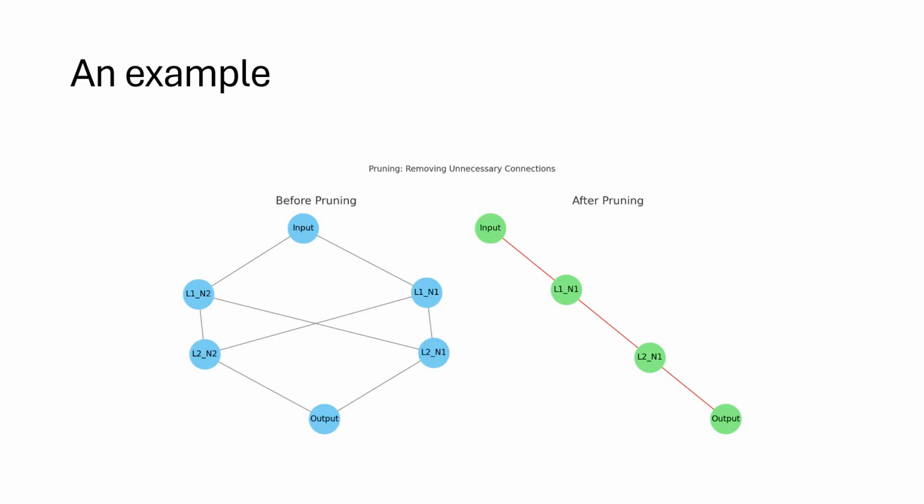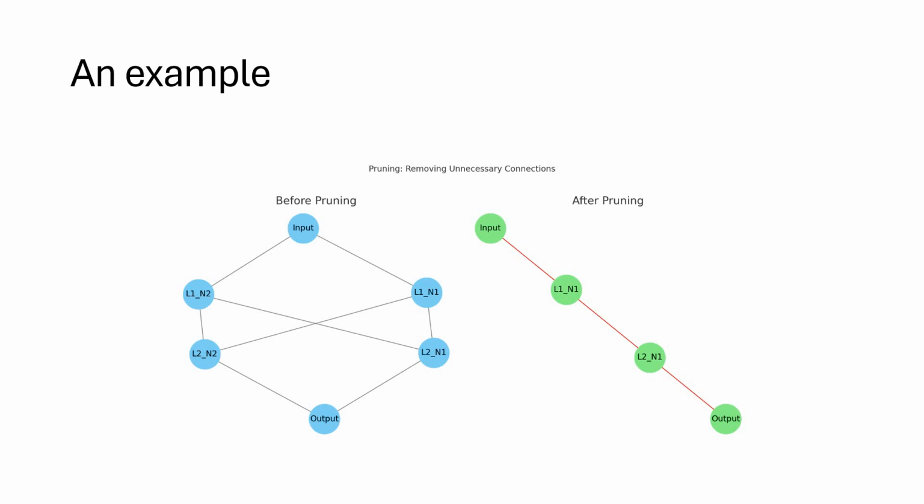We are going to see a very simple example here, before pruning and after pruning. You can see that the picture presented in front of you shows how complicated it is before pruning and how much easier it is after pruning. This way the model becomes light.